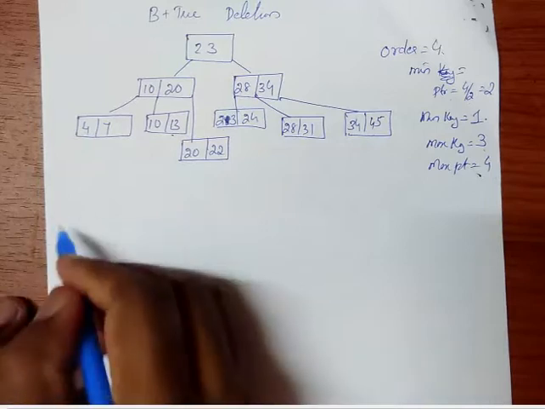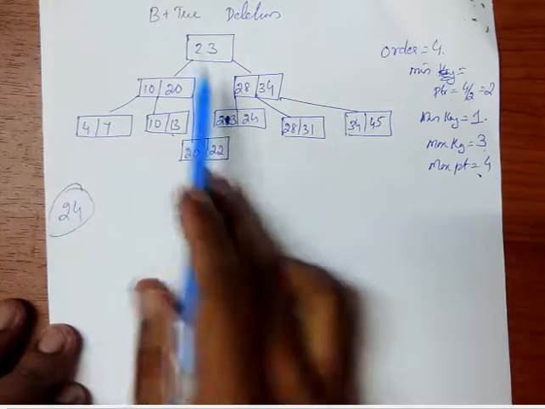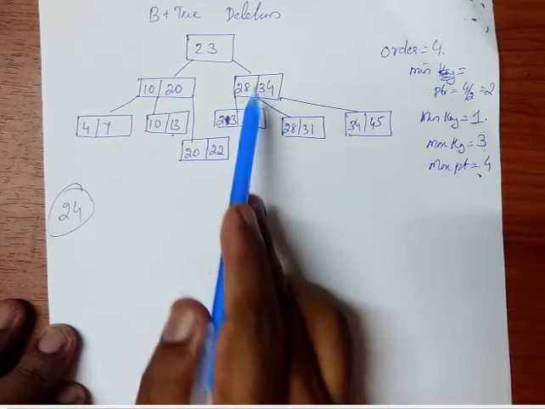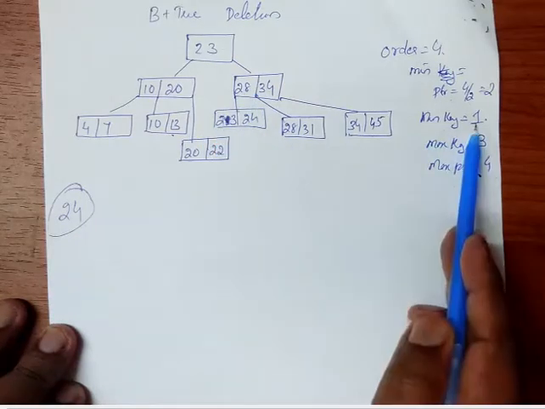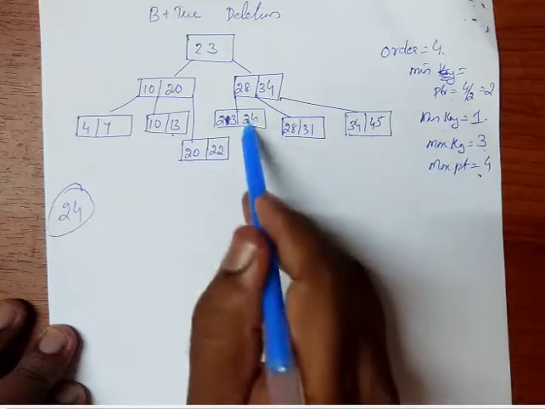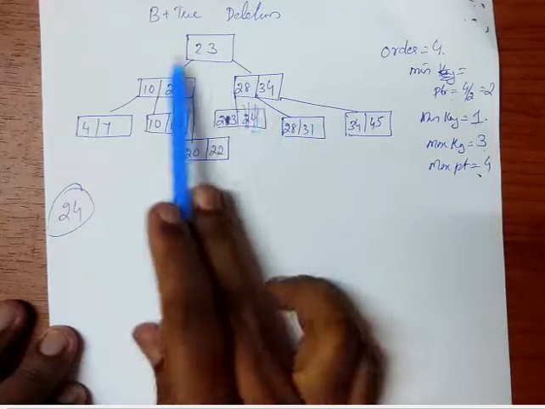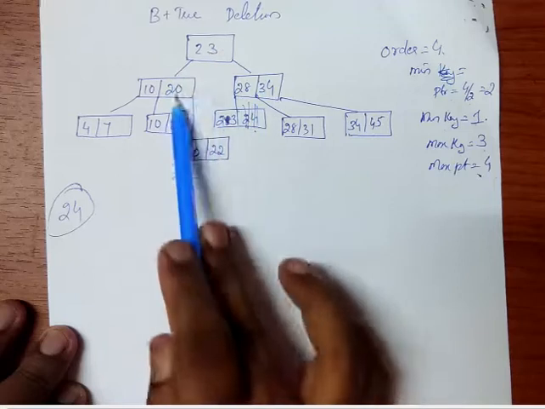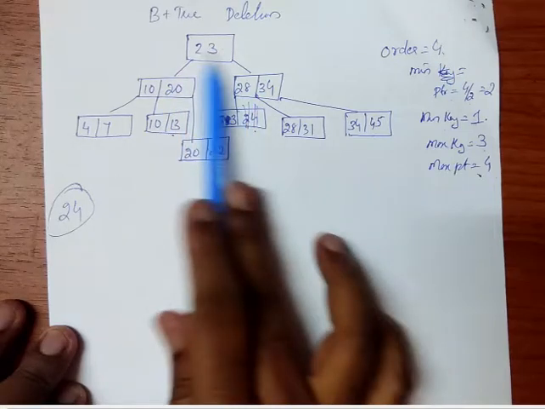Now we can see how we can delete the element 24. We have to search from the root, and we can see it is in the leaf node. Here we can see it is a leaf node and the minimum key is equal to 1, so we can simply delete the element 24 from the tree. And we have to check one thing: whether 24 is present anywhere else in the B plus tree.